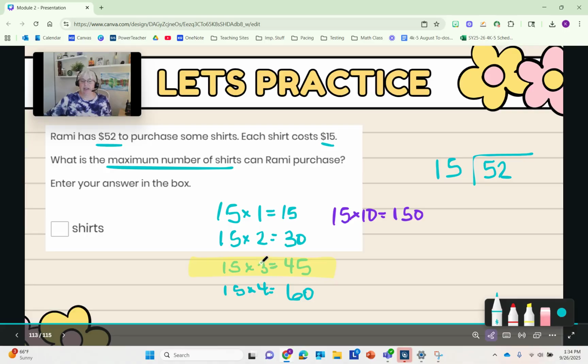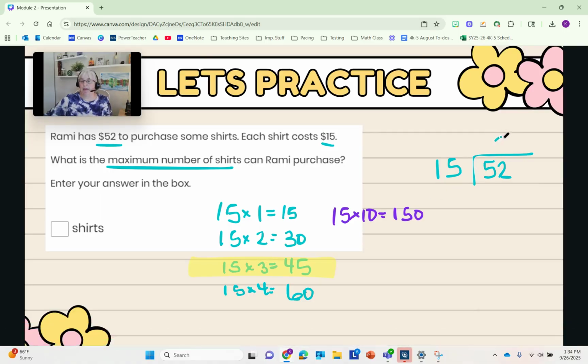3 is a digit in the ones column, so I put the 3 above the 2, lining up all my ones. 3 times 15 is 45. So 2 minus 5, I can't do that. Go next door, get some more. 5 becomes a 4. The 2 becomes a 12. 12 minus 5 is 7. So my answer is 7. I'm sorry, my answer is 3 with the remainder of 7.